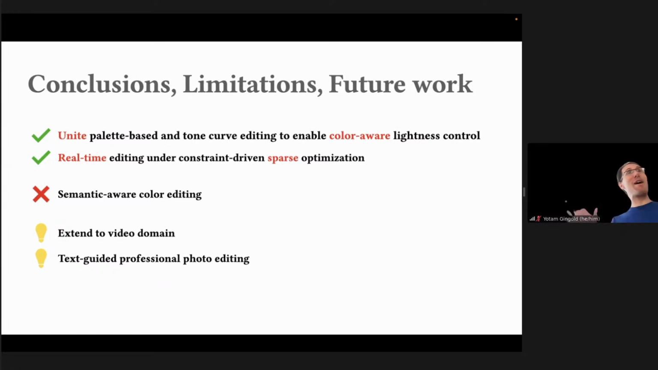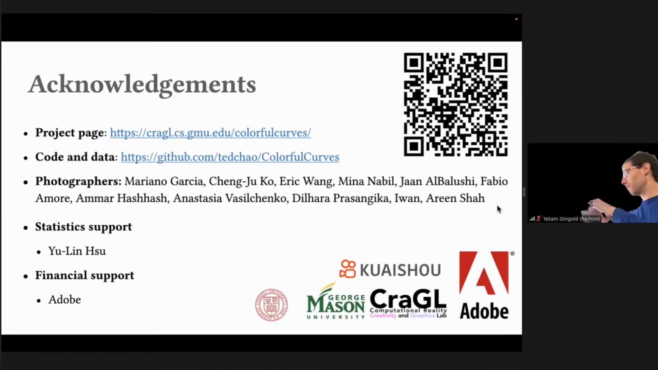Text-guided editing is a popular thing these days, so how can text-guided editing interface with this? And then of course the gamut itself: you can end up running into the gamut, and there's work about compressing colors based on gamuts, to keep big things from going out of gamut, that would be worth doing. You can go and download it, and thank you to the photographers who participated.